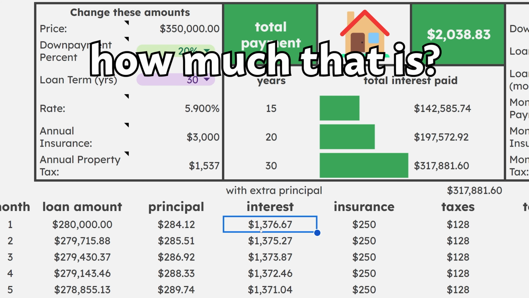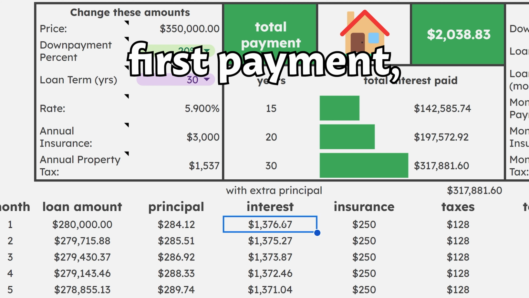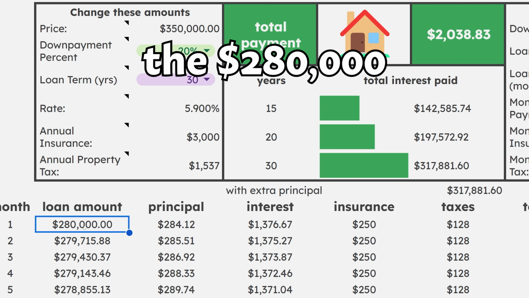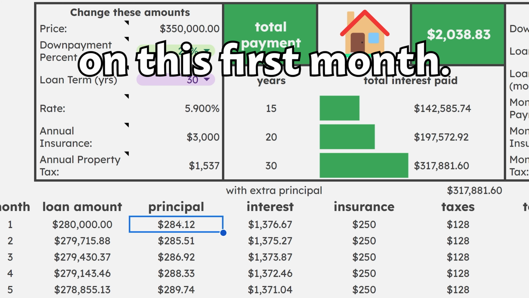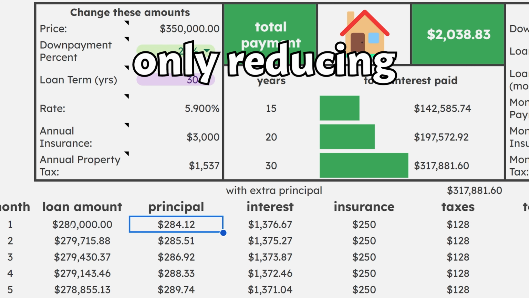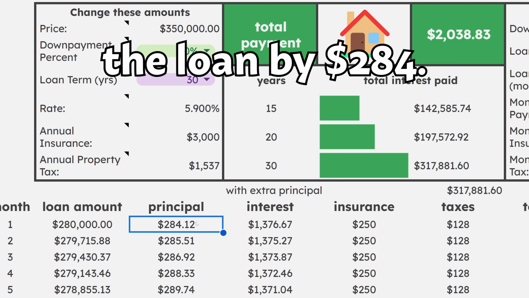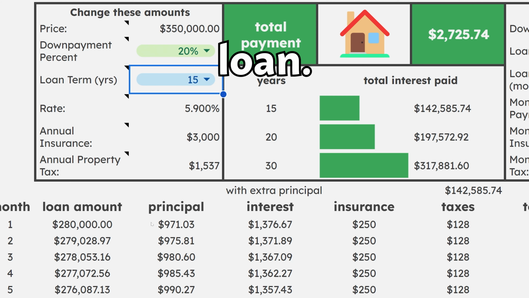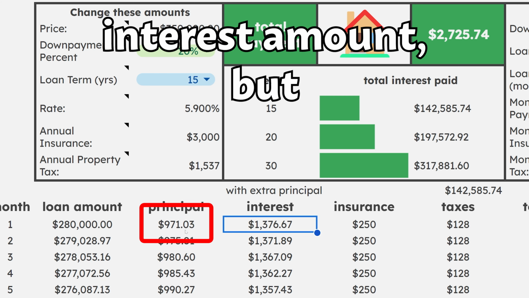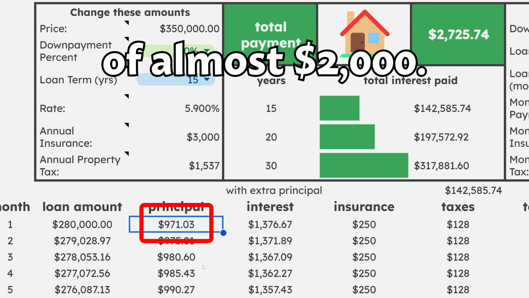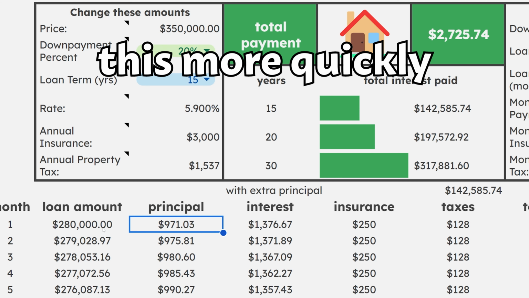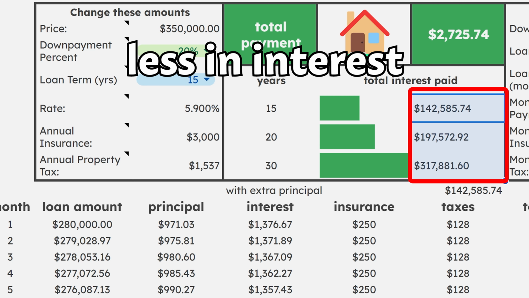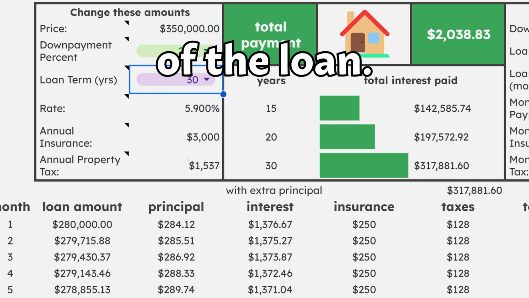Can you believe how much that is? $1,300 in interest on this first payment. The principal amount, this is how much you're actually paying on the $280,000 loan amount on this first month. So you're only reducing the loan by $284. Watch what happens when I turn this into a 15-year loan. Now we still have a big interest amount, but we have a principal of almost $1,000. We're drastically reducing this more quickly, and we'll end up paying, as you can see in these calculations, much less in interest over the life of the loan.